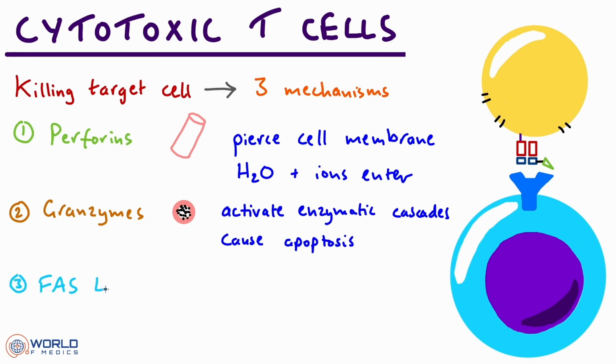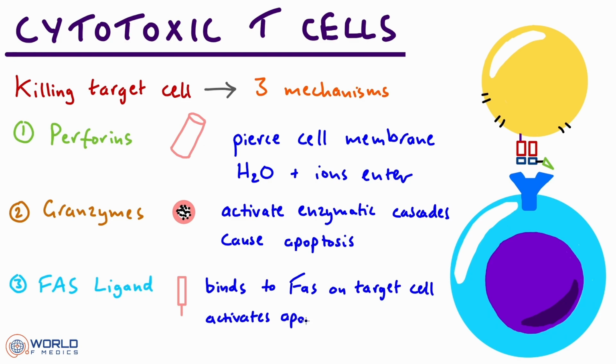The third mechanism is through the expression of something called FAS Ligand on the surface of the cytotoxic T cells. This happens when the cytotoxic T cell has become activated. Now these FAS ligands bind to a molecule known as FAS found on the surface of the target cell. And when bound to the FAS molecule, this stimulates one of the pathways of apoptosis within the cell. So it's one of the pathways which leads to programmed cell death of this target cell. So that's a summary of cytotoxic T cells and how they function.